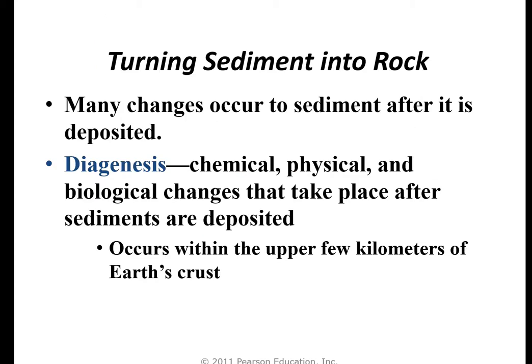How do we turn sediment into rock? There are many changes that need to occur for sediment to become rock after it's deposited. We have a term called diagenesis, which is chemical, physical, and biological changes that take place after sediments are deposited. This occurs within the upper few kilometers of the Earth's crust.